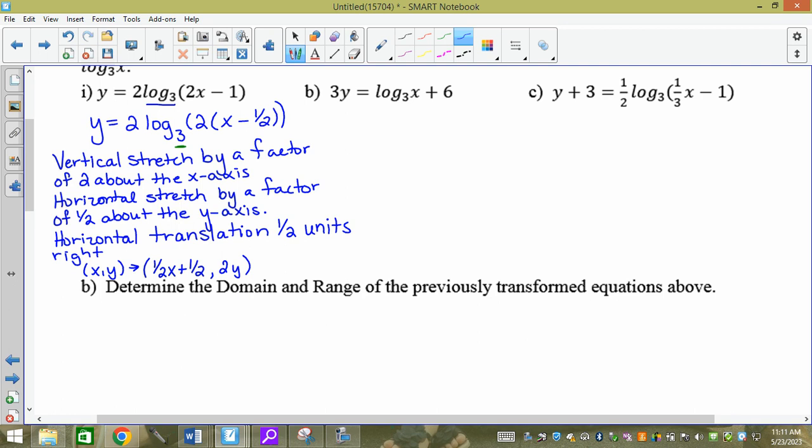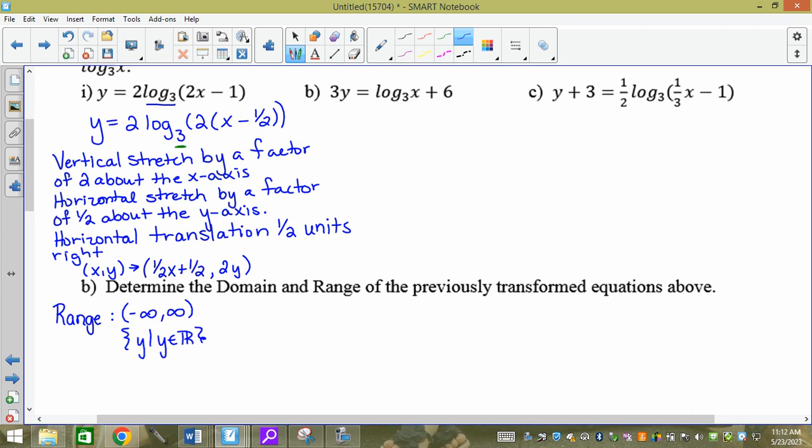Before we do the domain, range we can do easily. What's the range? It's a log. Negative infinity, infinity in interval notation. In set notation, y such that y is an element of the reals.